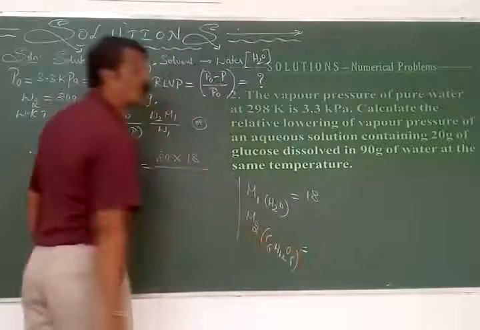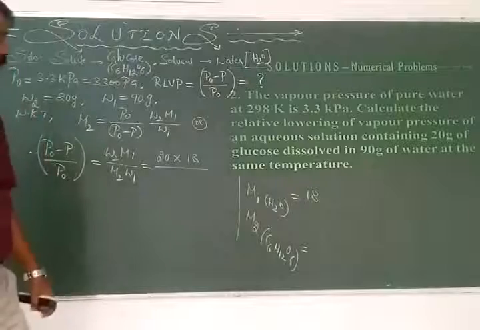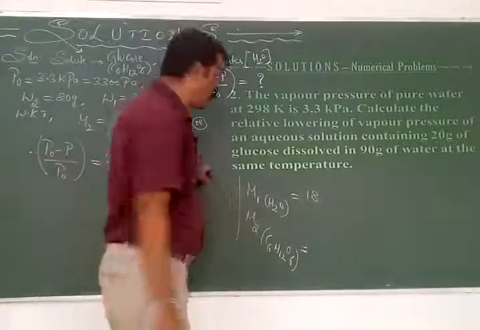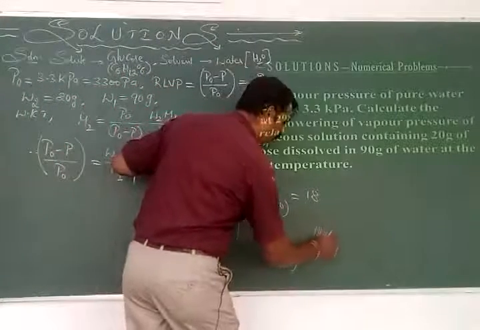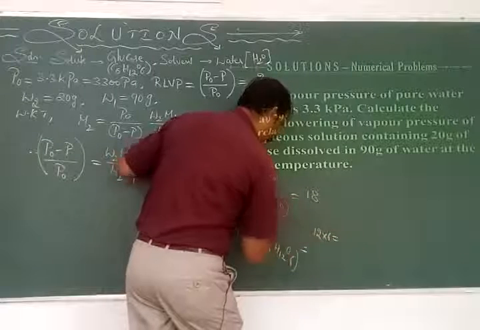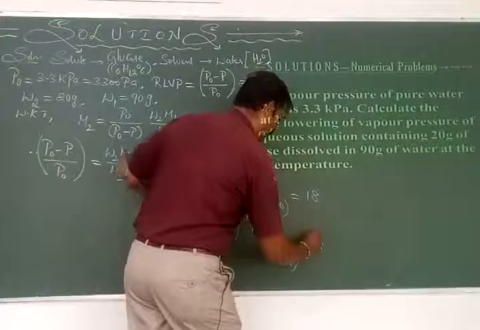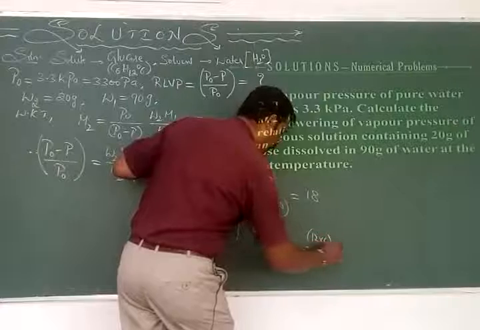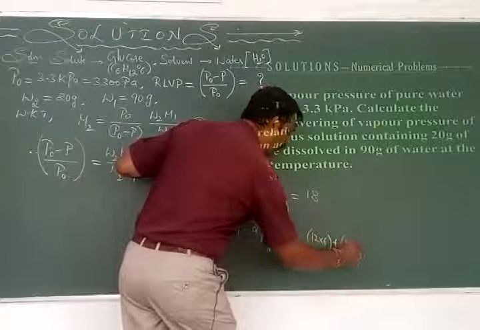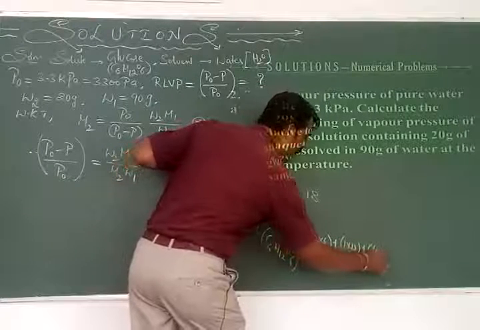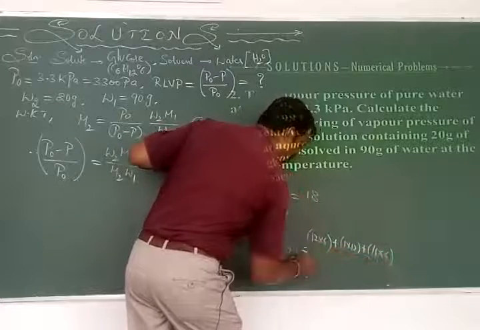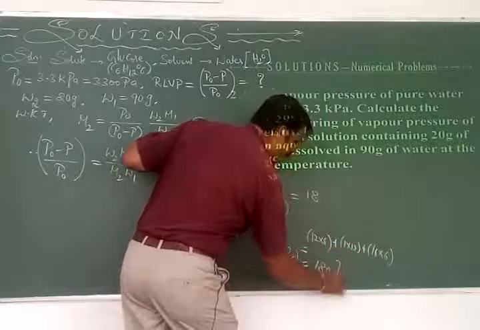C6H12O6. What is that called? Glucose. What is the molecular mass of glucose? Carbon is 12. 12 6s, sorry, plus hydrogen is 1 into 12 plus oxygen is 16 into 6. On simplification, I will get that as 180.